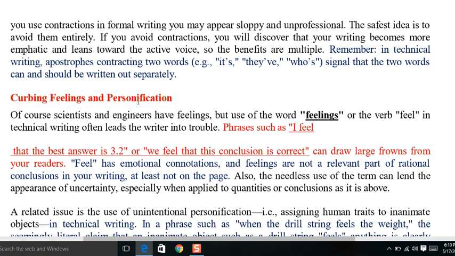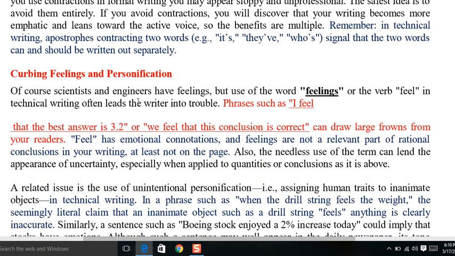Next is curbing feelings and personification. It means that in scientific writing, feelings and personification are not allowed. They are banned because science and engineering focus on facts, objectivity, sound facts, and we cannot express our own subjective views. So the words feel and prefer and this and that are not allowed, because they smell of subjectivity and a personal approach, and bias and personal approach are killing to science.